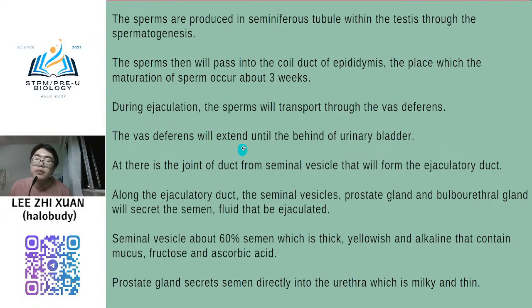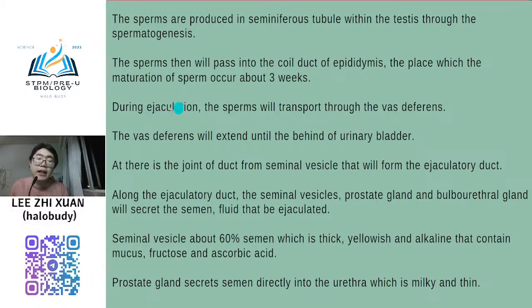Once the sperm are produced, they will pass into the coiled duct structure we call the epididymis. This is the place for the sperm to mature, generally about 3 weeks. This is the place for the maturation of sperm.